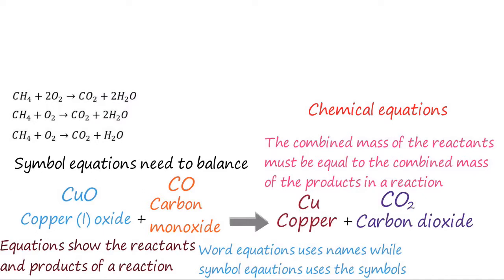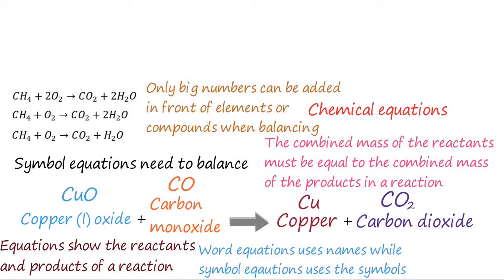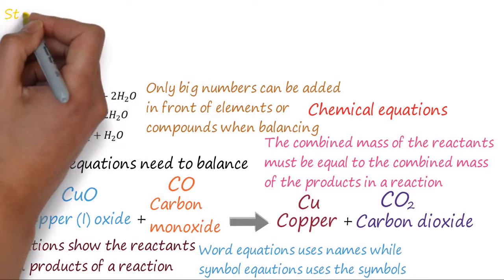When balancing an equation, you must remember that you cannot add or remove small numbers which follow a symbol, because these numbers show how many atoms are actually in the compound. When balancing, we can only add big numbers in front of the symbols. These big numbers multiply all the atoms in the following compound.